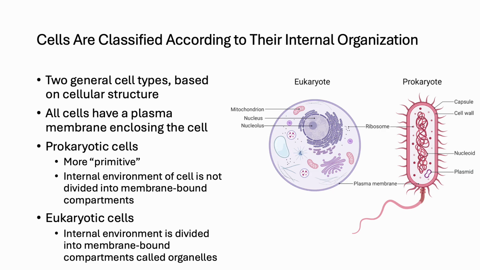This separation of function is critical for efficiency, allowing simultaneous processes like energy production, protein synthesis, and waste management. The plasma membrane acts as a selective barrier in both cell types, regulating movement of substances and communication with the environment. This fundamental division between prokaryotes and eukaryotes is one of biology's most important distinctions, shaping everything from evolution to the complexity of organisms.